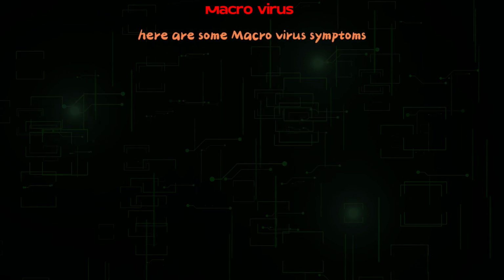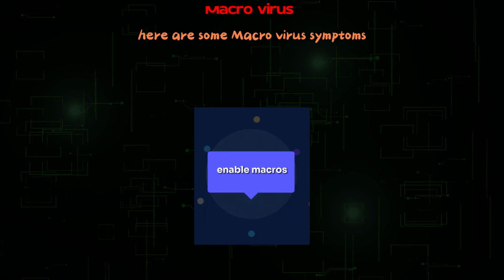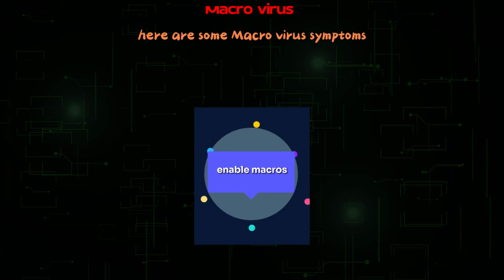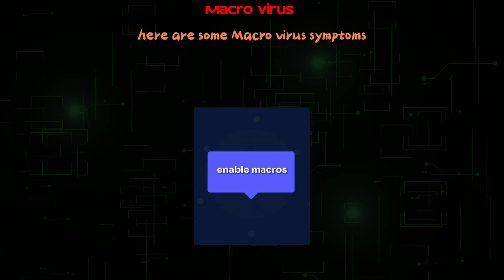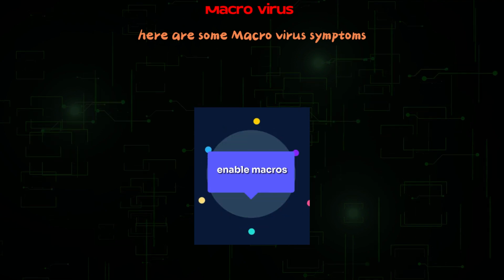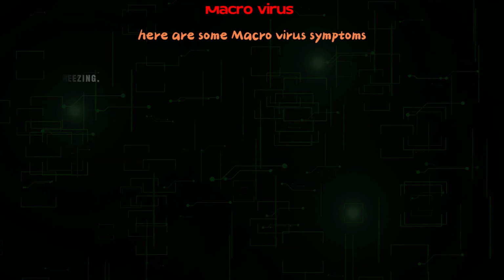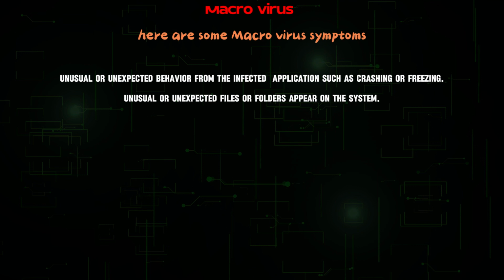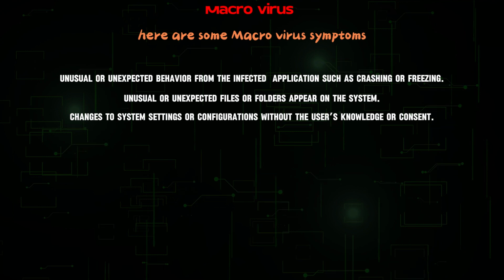Here are some macro virus symptoms. The most obvious signal of a macro virus is a pop-up asking you to enable macros. So think about whether you've done that recently to see if you might be infected. Once you have a macro virus, its symptoms can mirror other computer virus symptoms. These include unusual or unexpected behavior from the infected application, such as crashing or freezing. Unusual or unexpected files or folders appear on the system. Changes to system settings or configurations without the user's knowledge or consent.